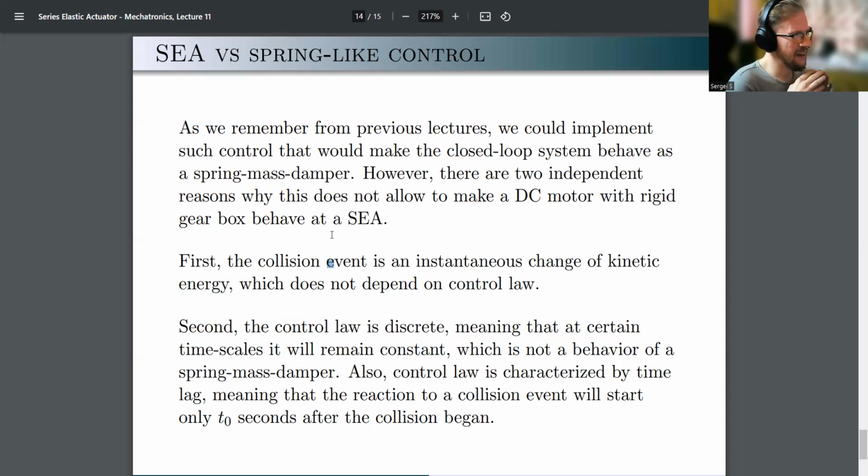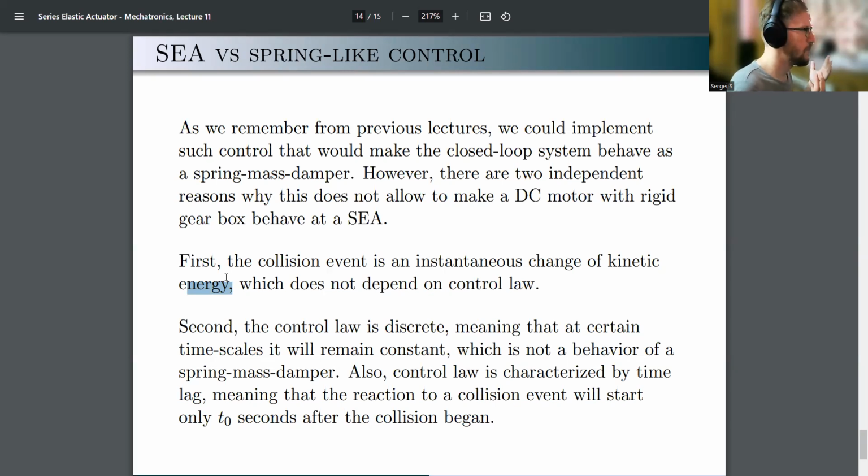Well, there are two independent good reasons why you cannot avoid collisions by programmatic behavior. Programmatic behavior is good, it's just that it's not for dealing with collisions. Okay, so first, a collision event, as I said, is an instantaneous change of kinetic energy. So it doesn't depend on the control law.